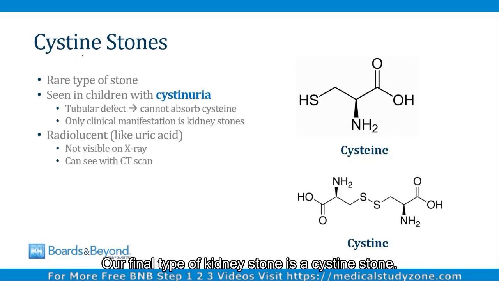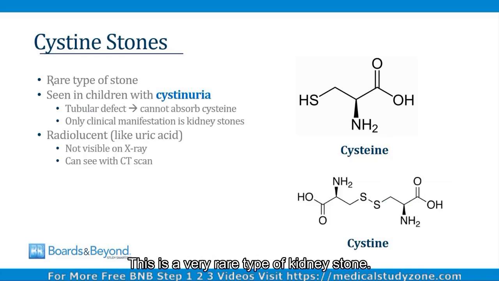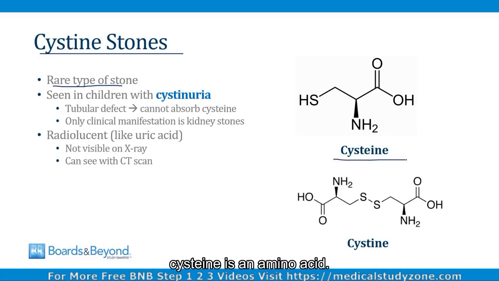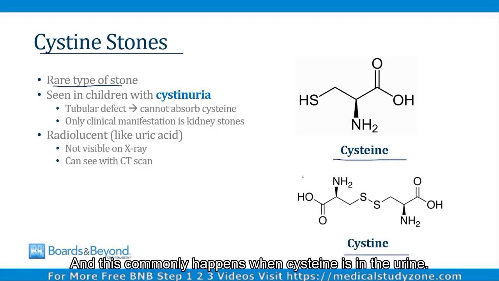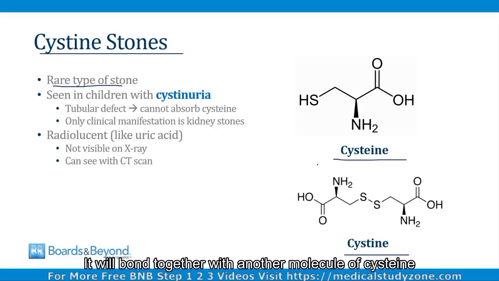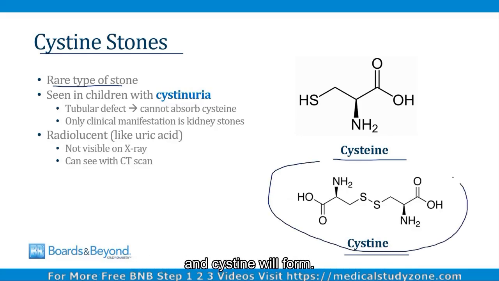Our final type of kidney stone is a cystine stone. This is a very rare type of kidney stone. If you look at the right side of the screen, cysteine is an amino acid, and when two cysteines combine together, they form cystine. And this commonly happens when cysteine is in the urine. It will bond together with another molecule of cysteine, and cystine will form.